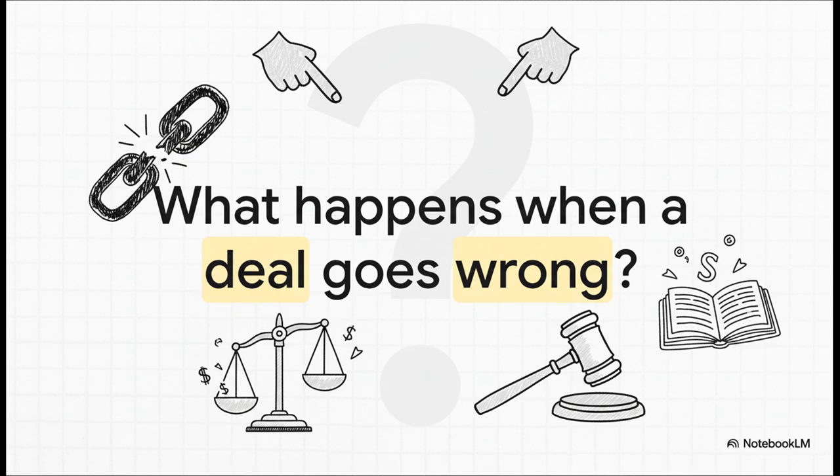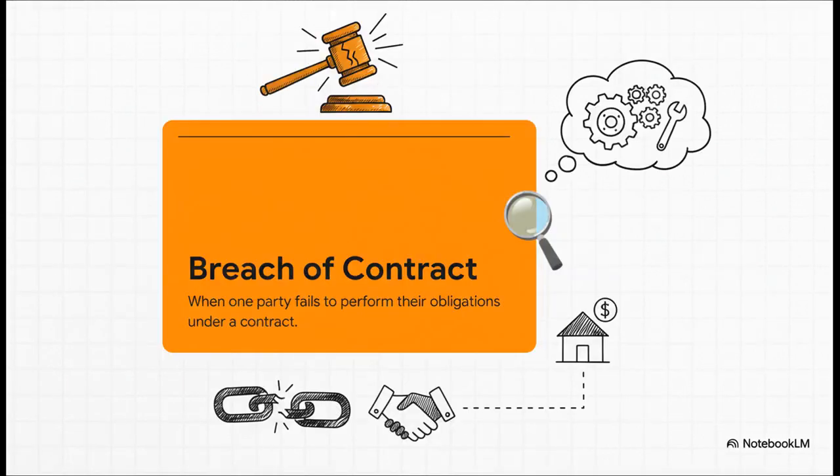So, let's just get right to the heart of it. What actually happens from a legal point of view when one side doesn't hold up their end of the bargain? The other person is left in a tough spot, for sure, but what can they actually do about it? What are their options? Well, in the language of the law, that failure to perform is called a breach of contract. Simple enough, right?